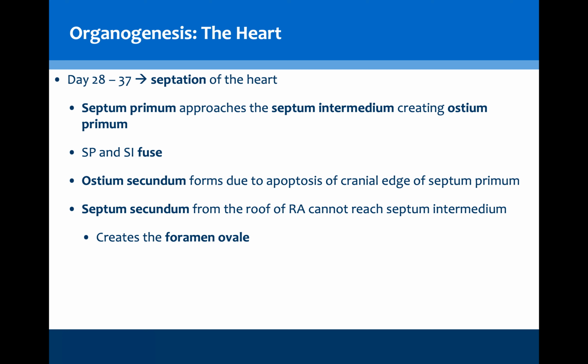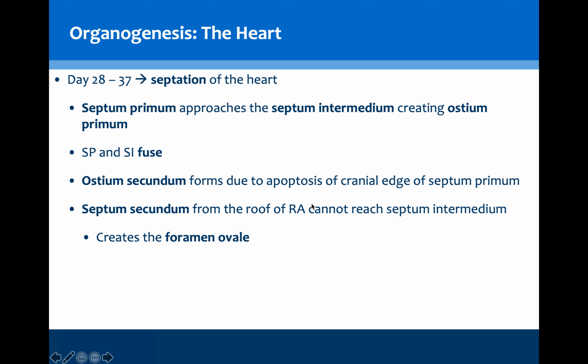Now, the folded heart tube remains unsegmented, and so septation needs to occur to divide it into the four chambers. The septum primum, literally meaning the first septum, will approach the septum intermedium, the middle septum, to create the ostium primum, the first hole of the heart. Now, the septum primum and intermedium will fuse, obliterating this ostium primum.